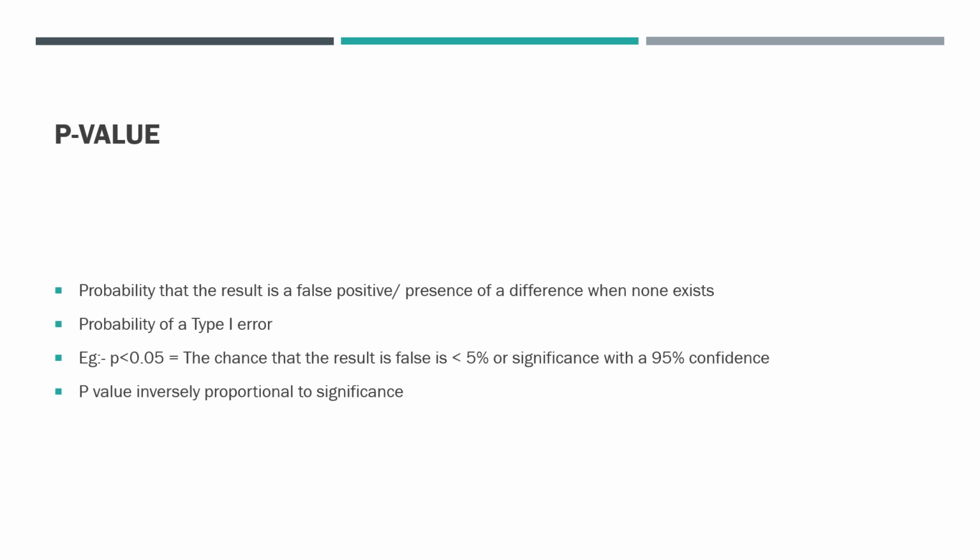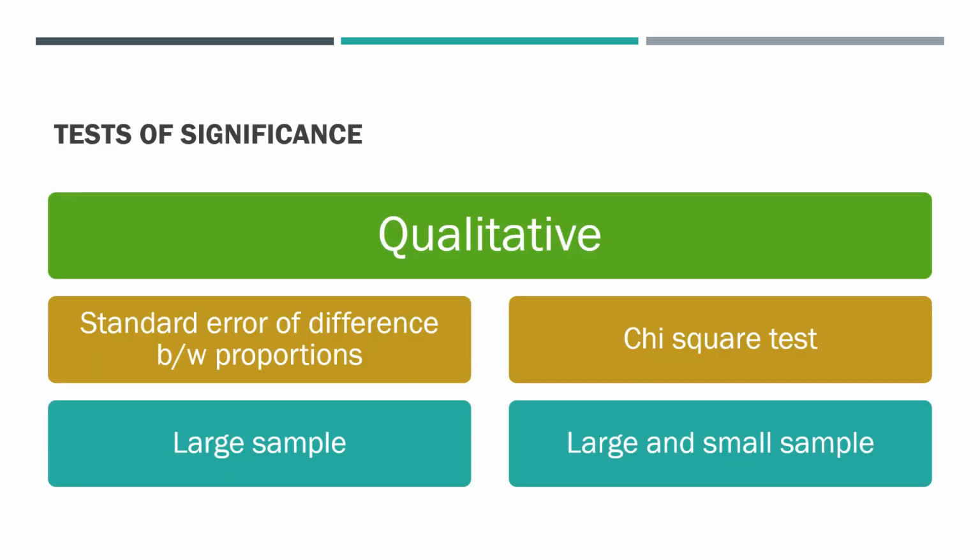You are understanding the difference? 0.001 should be 0.1% if I am not mistaken. Sorry, I am very poor in maths. But you get the idea, right? So p-value is inversely proportional to significance. So the lesser the p-value, the more significant the value is, or there is very little chance that the value is going to be a false positive. So after you get all this, you think of doing a test of significance.